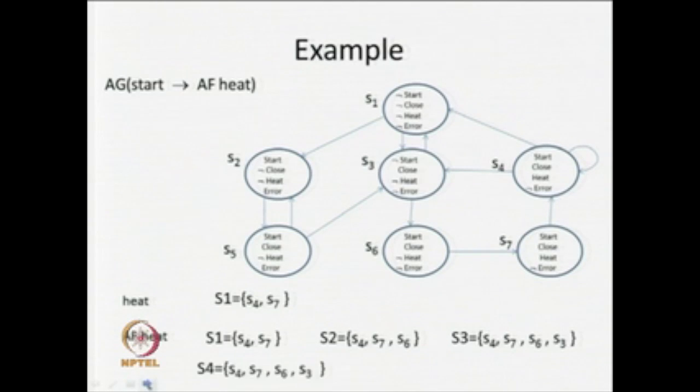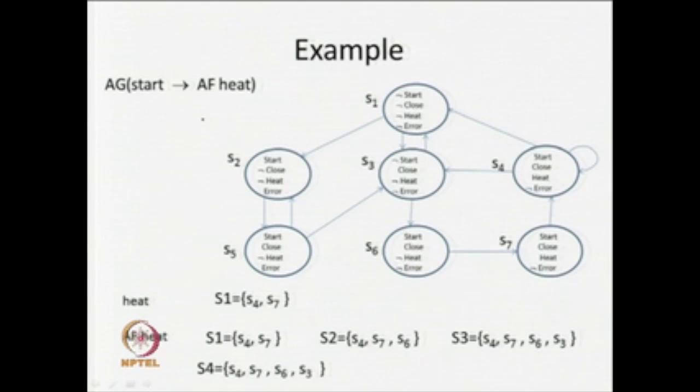Next, we find that it will remain as is, because when I come to S3, it has predecessors S1 and S5, but they are not labeled with AF heat. So, we cannot include S1 and S5. Our states remain the same: S4, S7, S6 and S3. So, these are the states where AF heat is true.